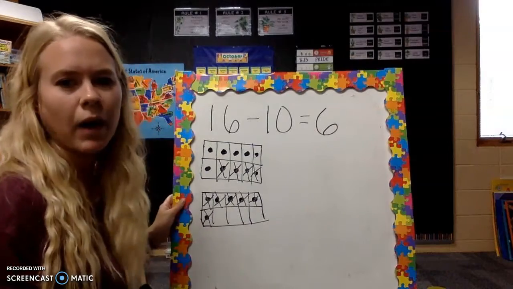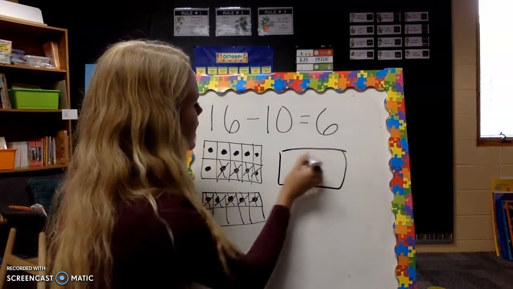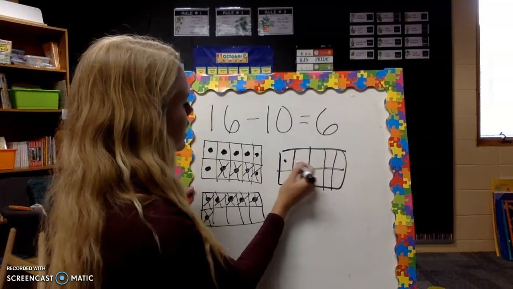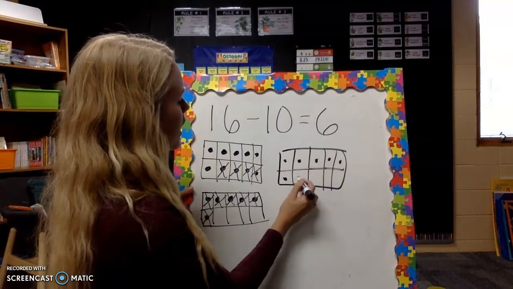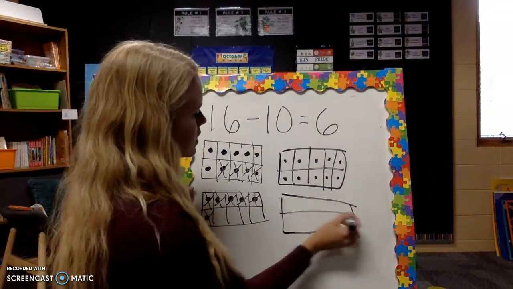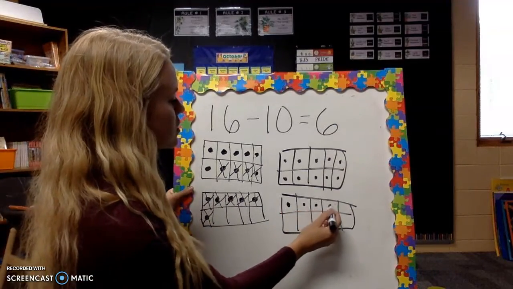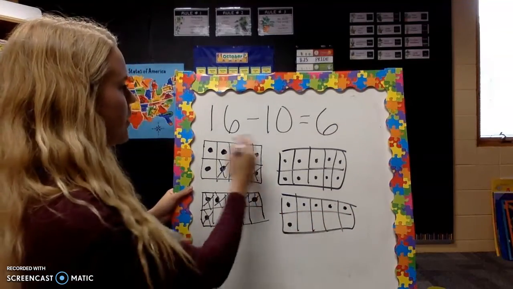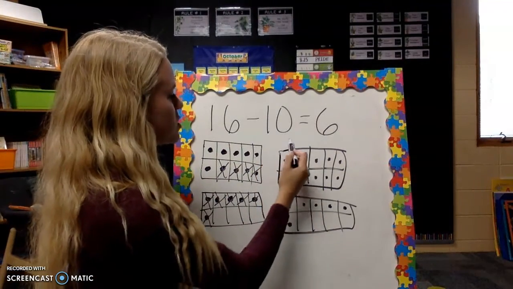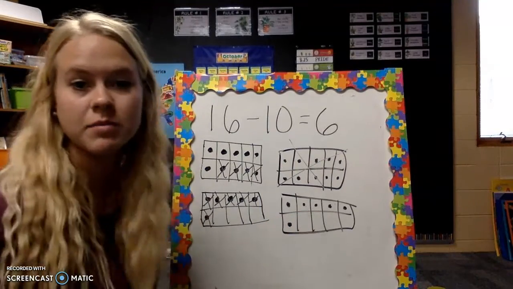Another way you can think about this, and some of you might have already thought about it, is if you see that I have 10 frames and I'm taking away 10, you might not even have to X them out because you might know the answer. You might say, if I'm taking away 10, I'm taking away this entire 10 frame, so I can just pretend that one's not there, and then I can just count how many are left in my second 10 frame.